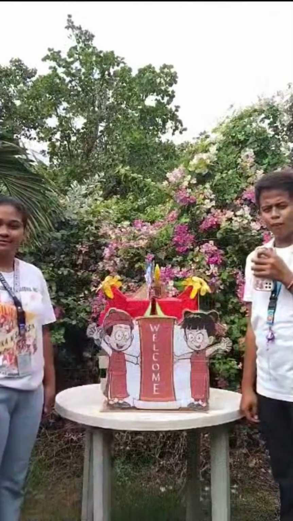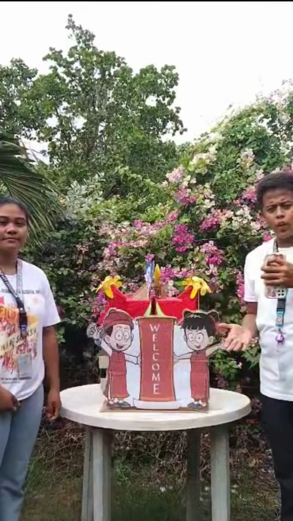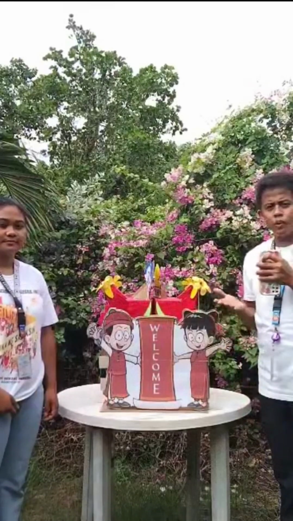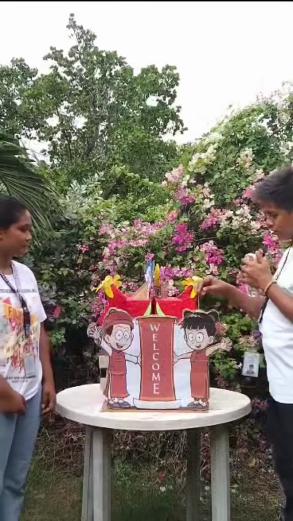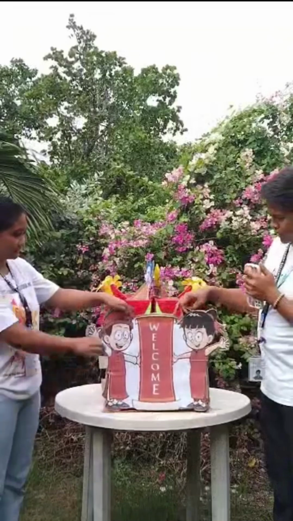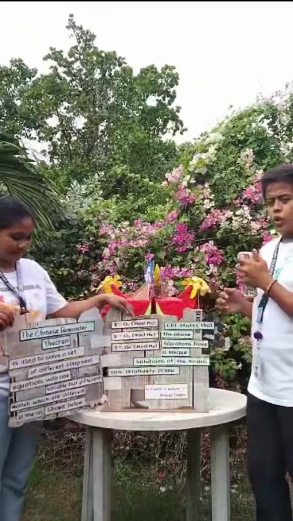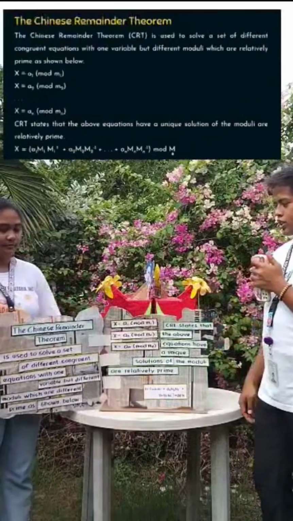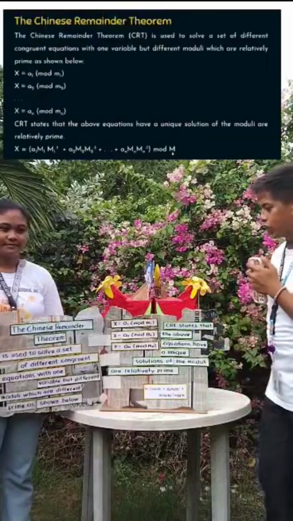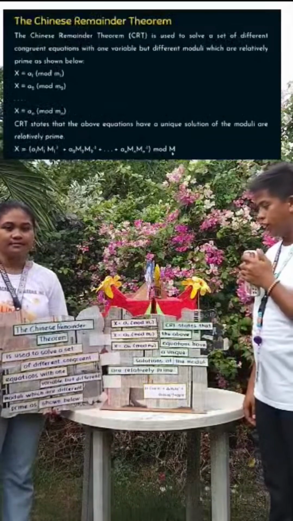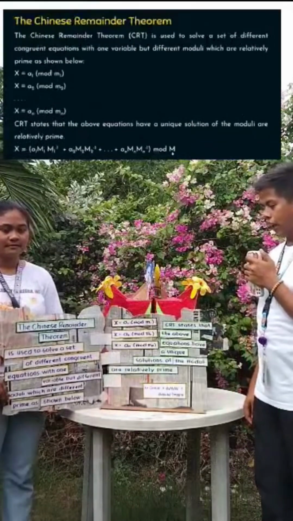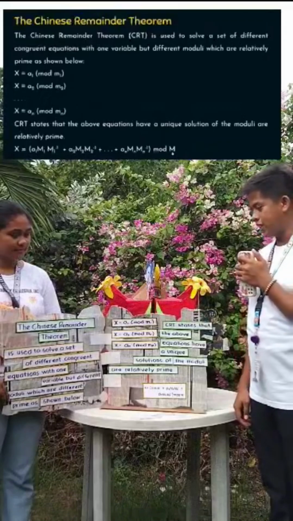Let us go through examples so that we can better understand the Chinese Remainder Theorem. The Chinese Remainder Theorem is used to solve a set of different congruence equations with one variable but different moduli, which are relatively prime, as shown below.